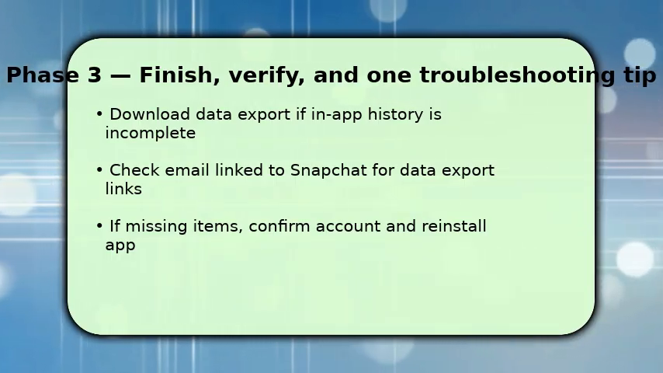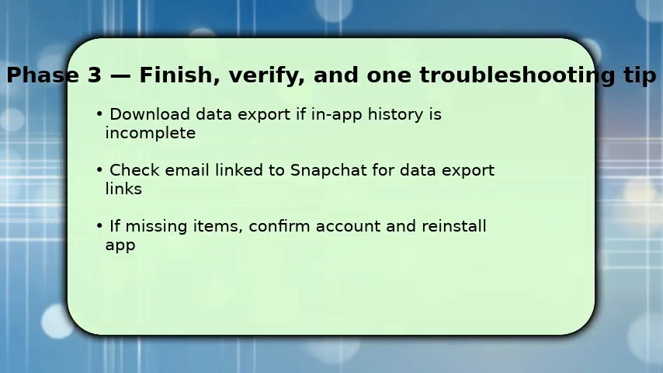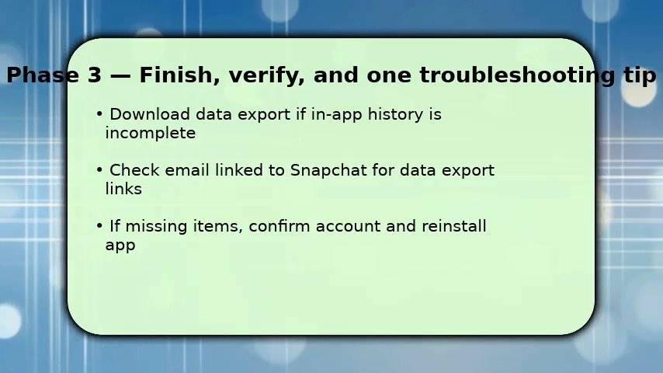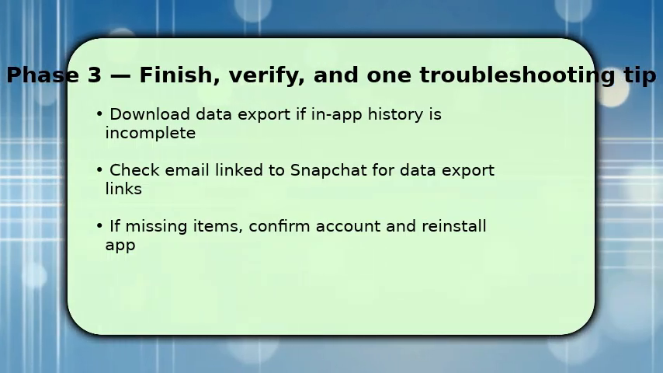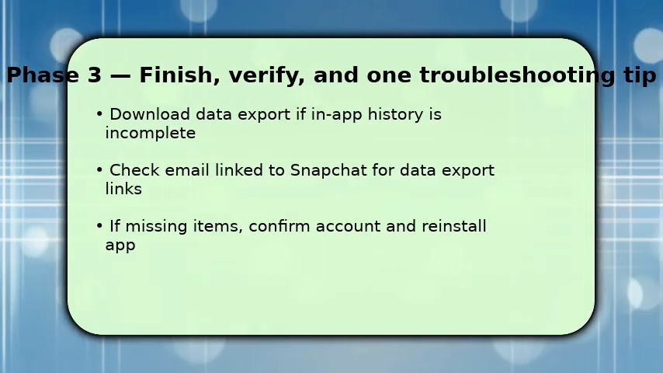If entries still seem missing, make sure you use the correct account, log out and back in, and reinstall the app to refresh caches. One troubleshooting tip: if history is absent after reinstall, Snapchat may have purged older Spotlight records. Contact support for help.